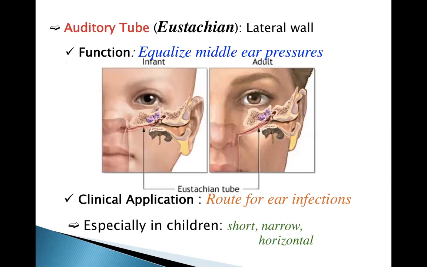All right, associated also with the nasopharynx is a really important structure called the auditory tube or eustachian tube.